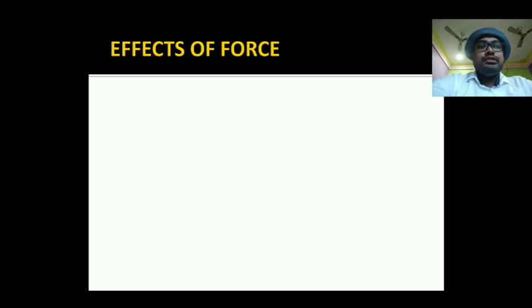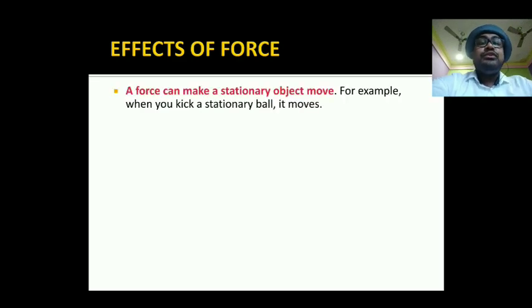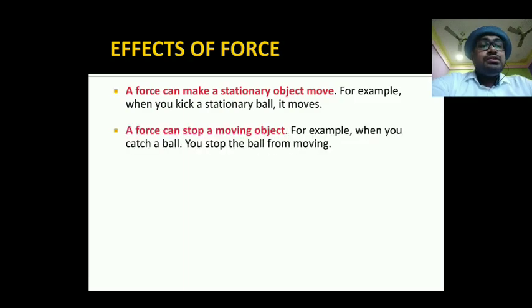Effects of force. The first effect is that a force can make a stationary object move. For example, when you kick a stationary ball, it moves. Then, a force can stop a moving object. For example, when you catch a ball, you stop the ball from moving.